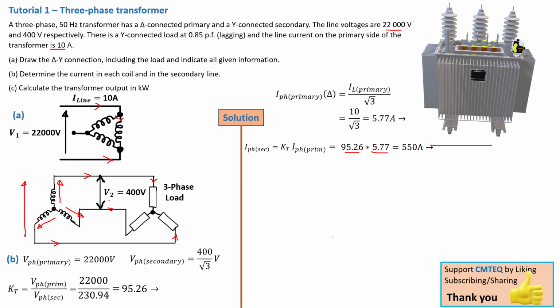But now remember, we said this current is exactly the same current that is going in each phase. So the line current on your star connection is exactly the same current on your star phase as well. So that means I line secondary on the star is equal to I phase secondary on the star, and that is equal to the same 550. So now we've successfully calculated the current in the coil and the current on your line or into your load, and that is equal to 550 amps.